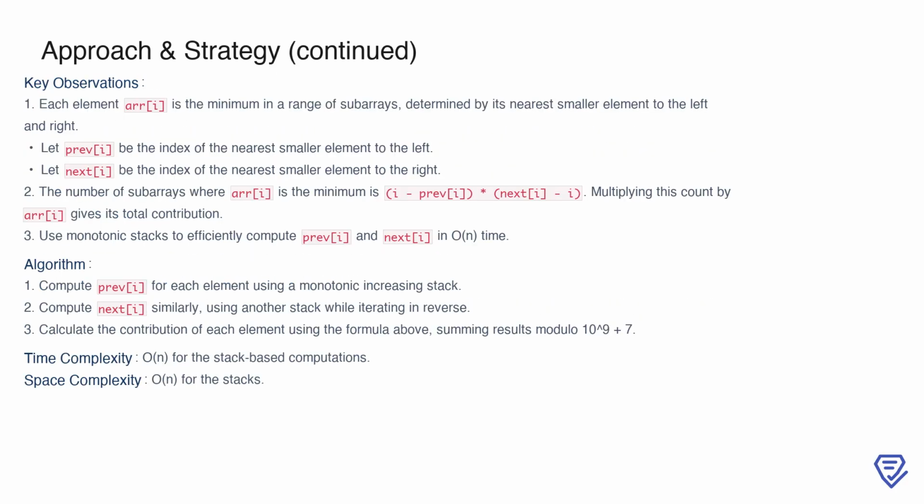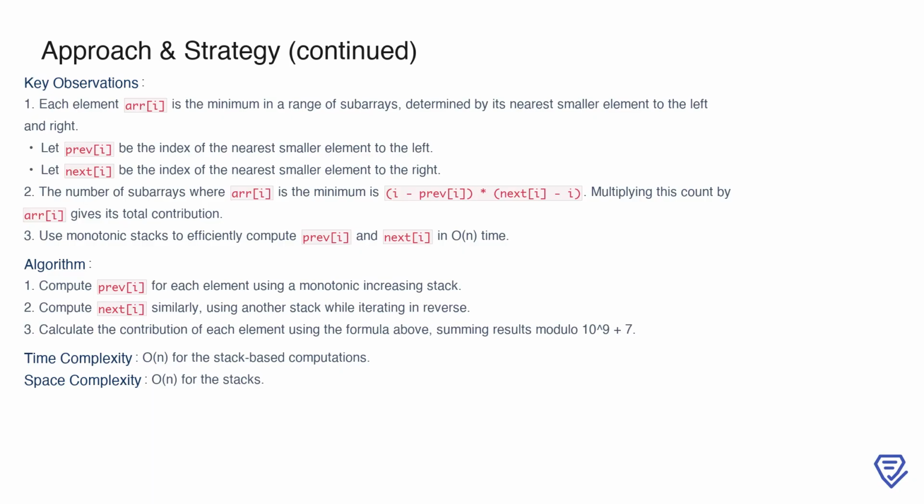Now, let's break down the core observations that power the optimized approach. Each element in the array contributes as the minimum for a specific range of subarrays. This range is determined by the nearest smaller elements on both sides. Specifically, for any element ARR[i], we define previous[i] as the index of the nearest smaller element to the left, and next[i] as the index of the nearest smaller element to the right.